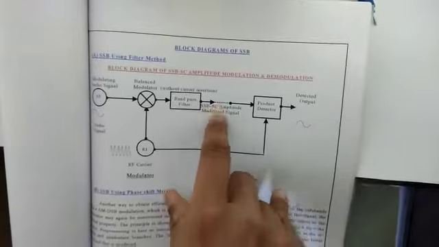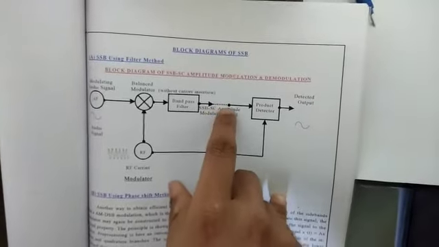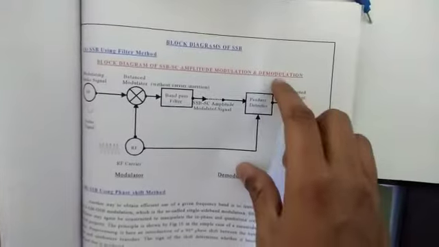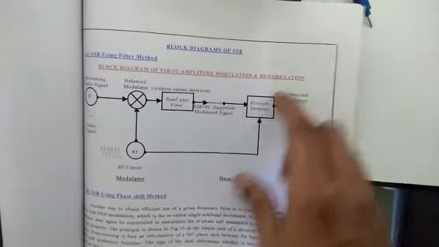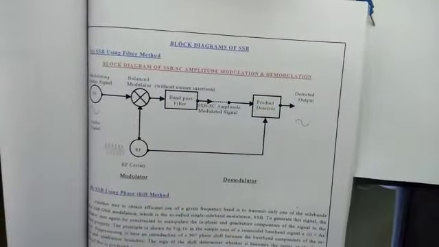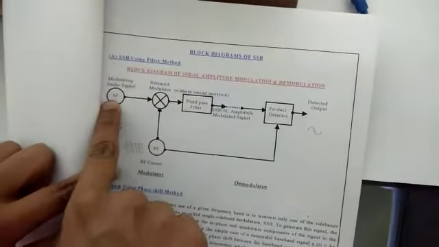Then this will be transmitted. This dotted line shows the transmission line, and at the receiver side we are using a detector, the product detector, to detect the AM signal. At the detector output we will get the original message signal or audio signal.